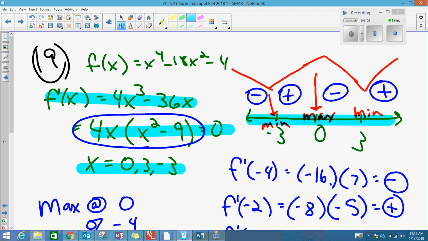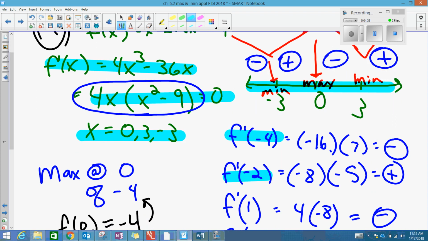Again, we choose numbers in those intervals and plug them into the derivative and find out positive or negative. Here we chose negative 4. We found out that was negative, so it's decreasing in that interval. Plugged in negative 2, found out it was positive, so it's increasing on that interval. So that makes negative 3 a minimum because it's decreasing until it gets to negative 3, then increasing. Plugged in negative 1 for the next interval and got a negative, so that means 0 is a max because it's increasing on the way up to 0 and then decreasing. So 0 is a max.